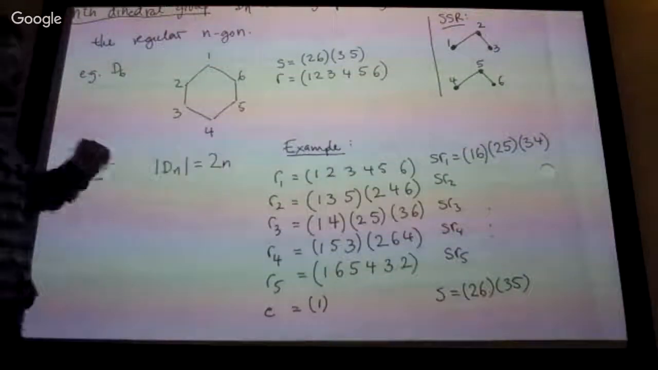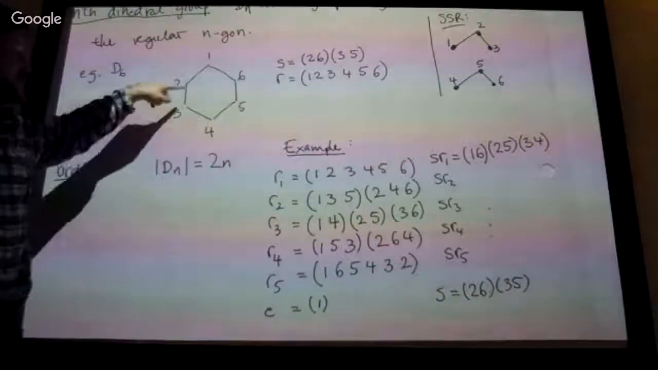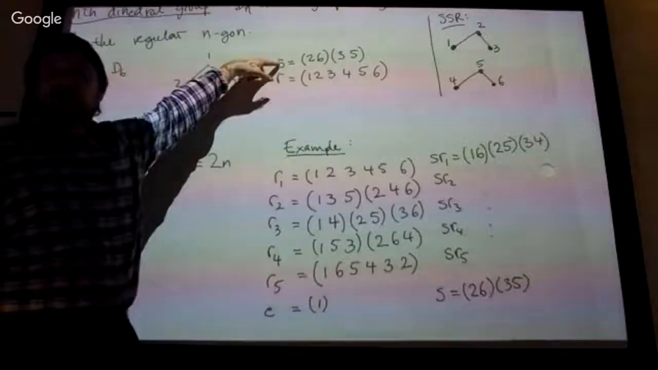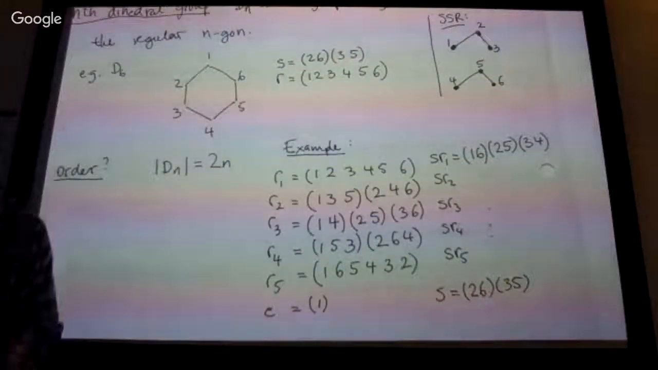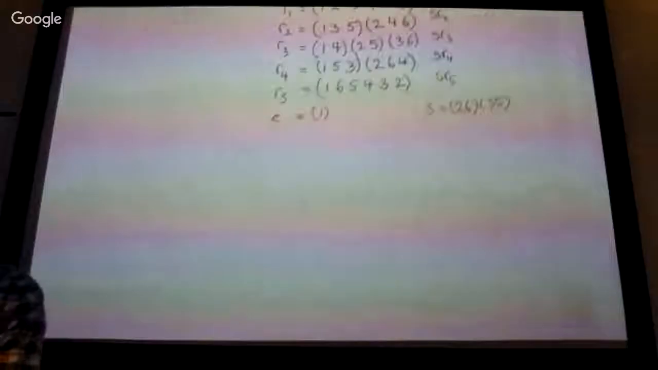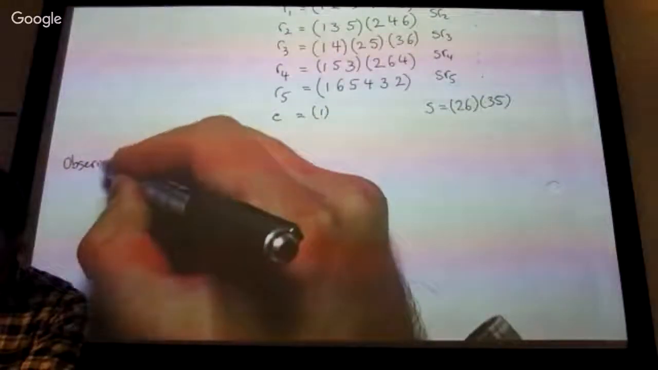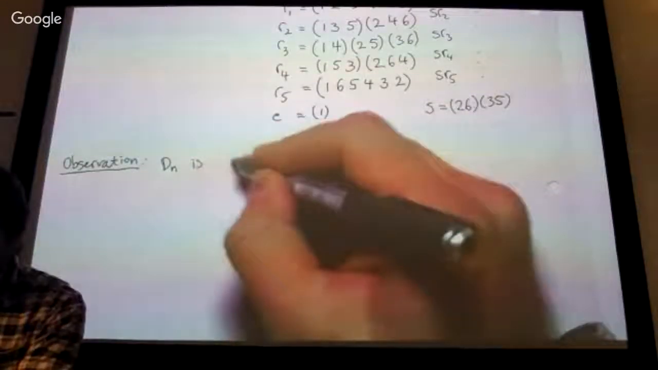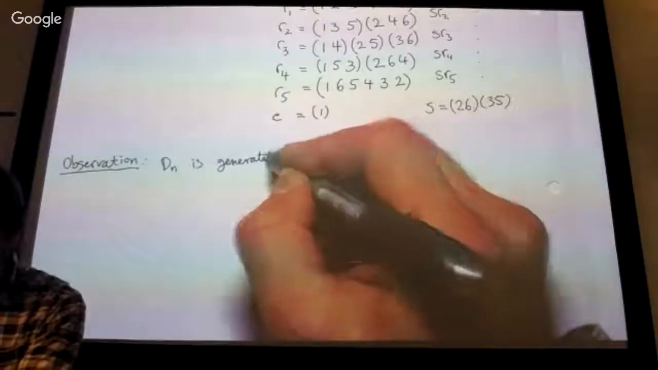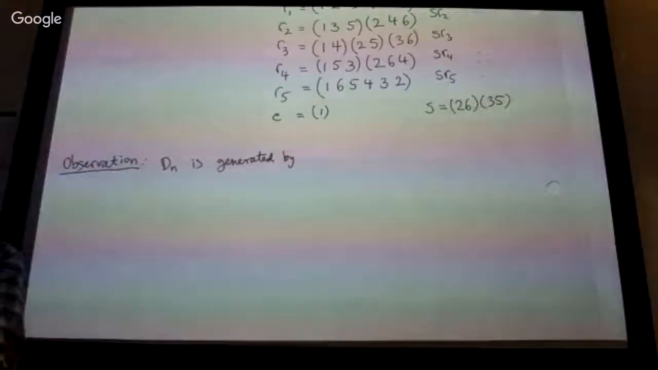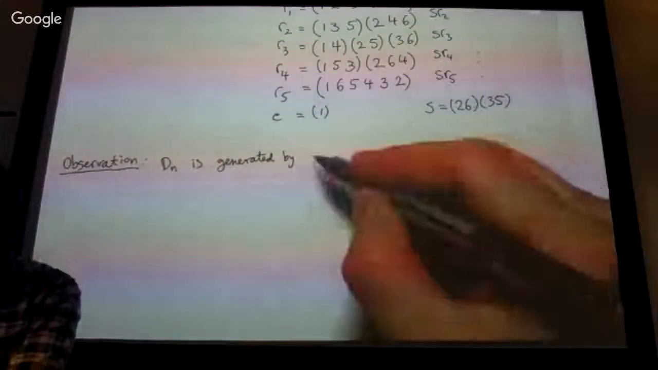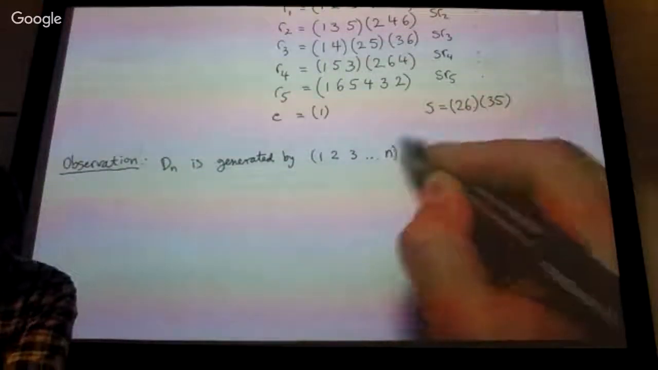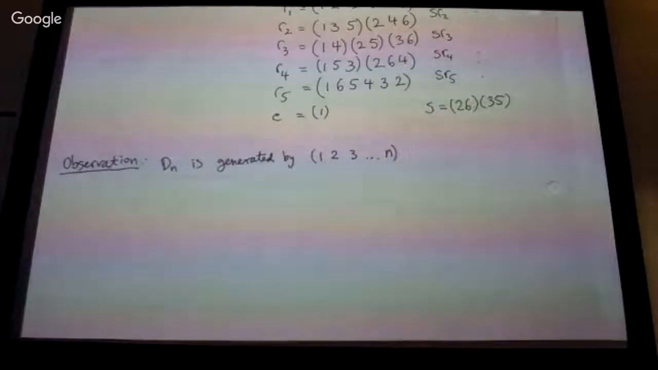Okay, so we'll go to the next thing. Next thing is the group is generated by these terms. I'll put it as an observation: D_n is generated by the rotation by 1. This is where 1 goes to 2, 2 goes to 3, and so on. It's just the basic rotation.